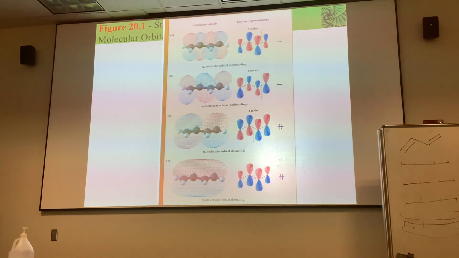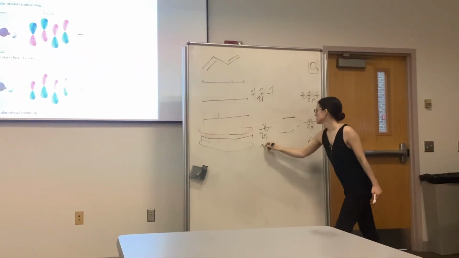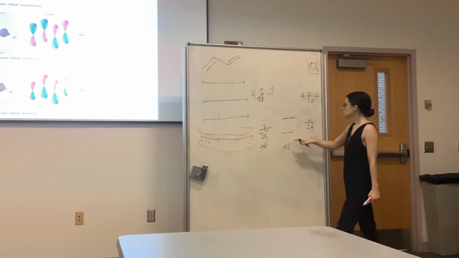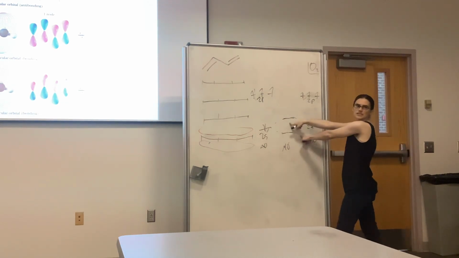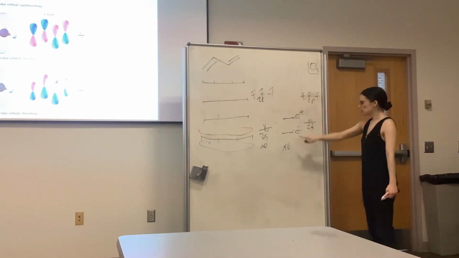So oxygen has 6: 1, 2, 3, 4, 5, 6, and we have to fill them in like that, right? We don't pair them first because that's higher energy. Then we have molecular orbitals in the middle. These are atomic, these are molecular in the middle. So these guys combine to make 2 because we put 2 in, we get 2 out. We have sigma and sigma star, right? Bonding, anti-bonding.